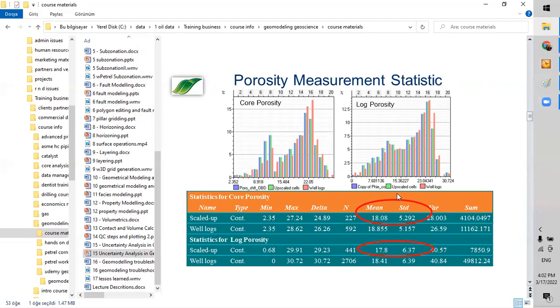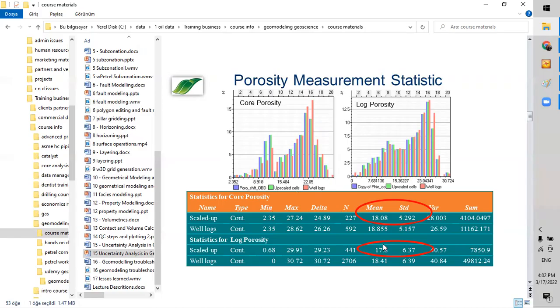You see the mean value. In upscaled core porosity it is 18.8, which is somewhere here. But when you look at the log porosity, it's 17.8, somewhere here. So there is a difference. And almost how many percent? 1.7%, almost 2% difference between core and the log.